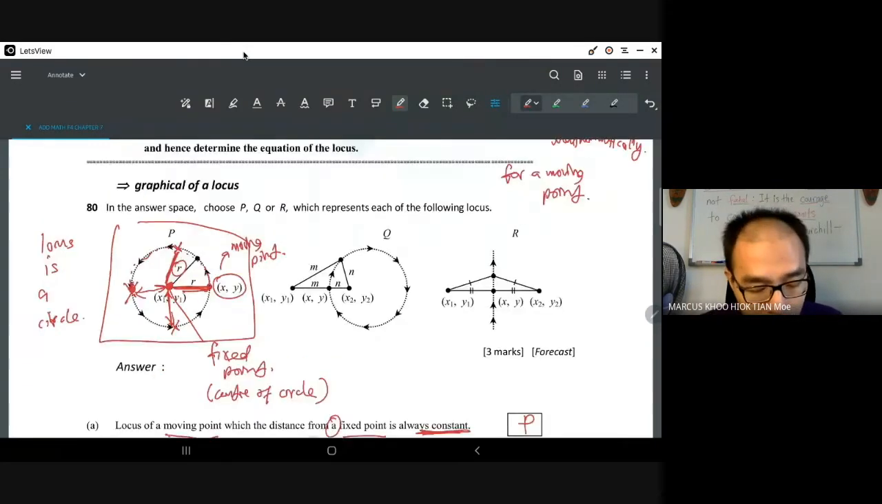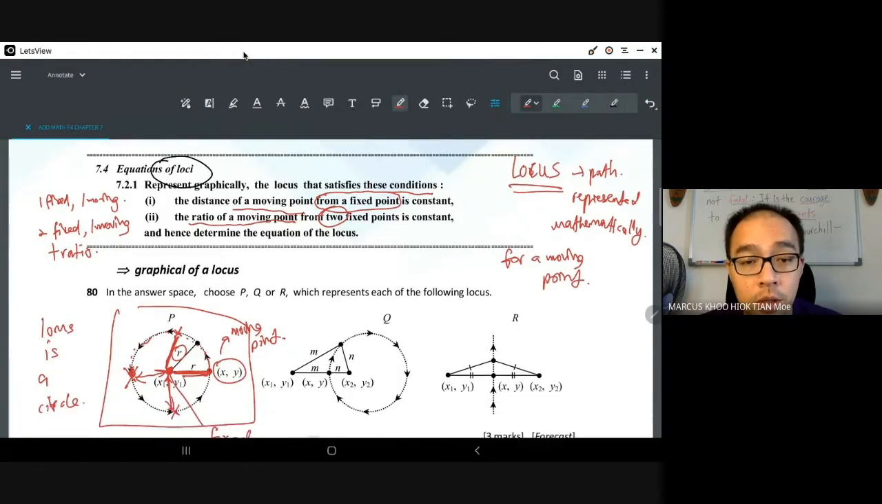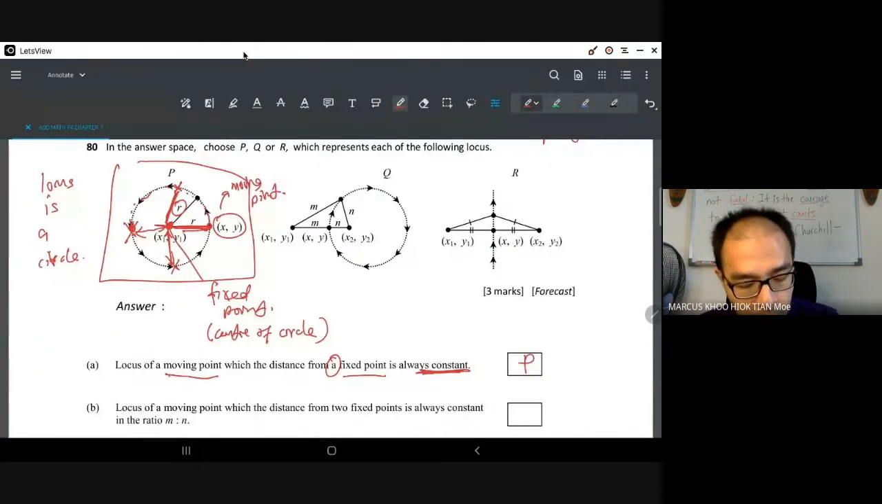Now the second one is where there is a ratio involved, the ratio of the distances of a moving point from two fixed points. So in this case, two fixed points, one moving point, plus a ratio. There's always a ratio involved. This will be Q: the locus of a moving point where the distance from two fixed points has a ratio of m to n. So it is also a circle.